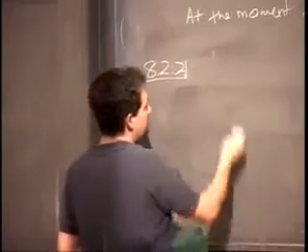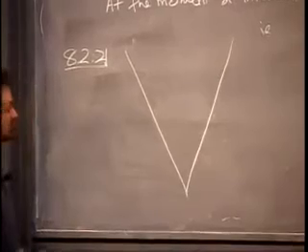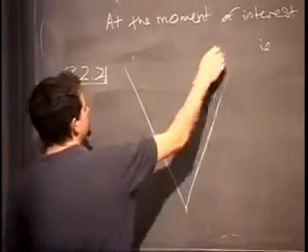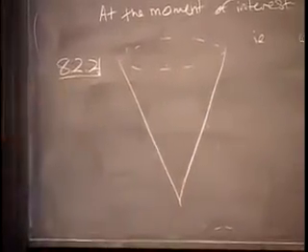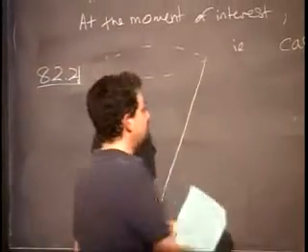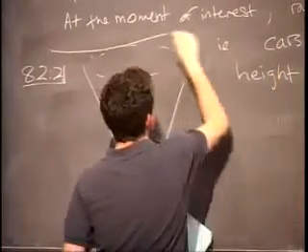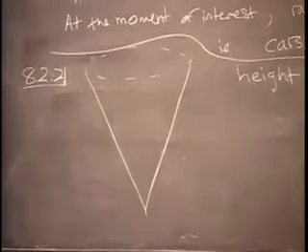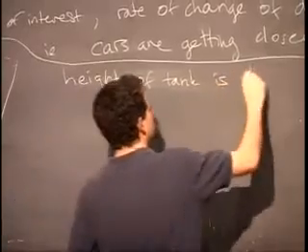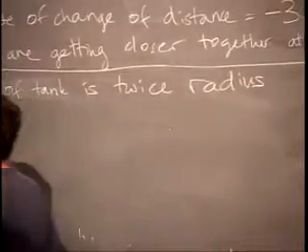Okay, you have an absolutely massive cone propped up on the point. I don't know why, I guess some people do this, but whatever. It's a big tank. And what I'm going to tell you about the tank is that the height of the tank is twice the radius. But it's absolutely humongous.